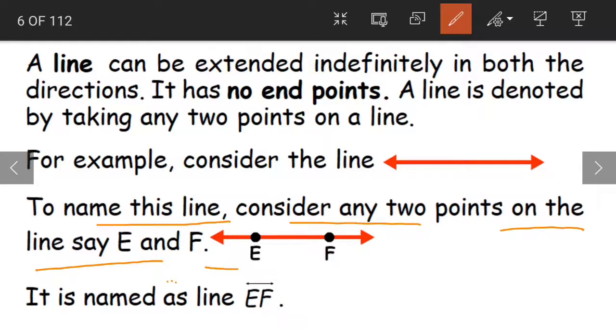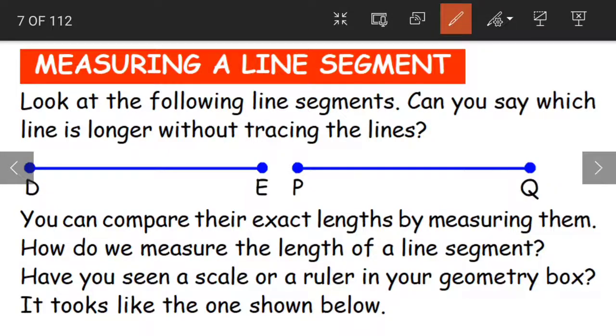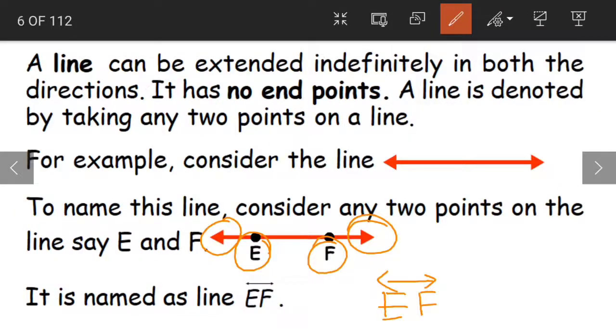Now, to name this line, consider any two points on the line, say E and F. Yes, this is another line. How can we say it is a line? Because it can be extended on both sides indefinitely. So it is a line, children. Now the two points on the line are E and F. So it is named as line EF. Upon EF we have to draw the line symbol.